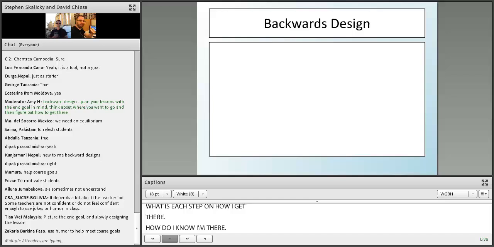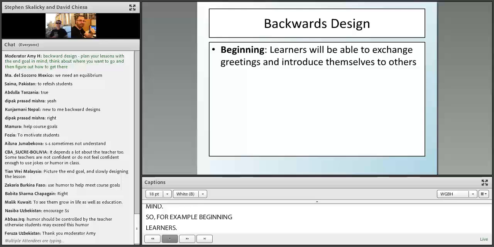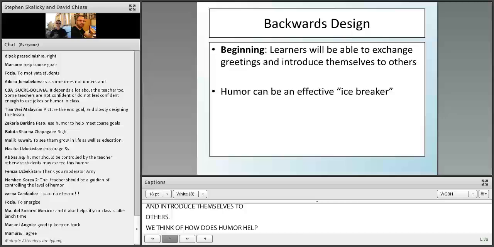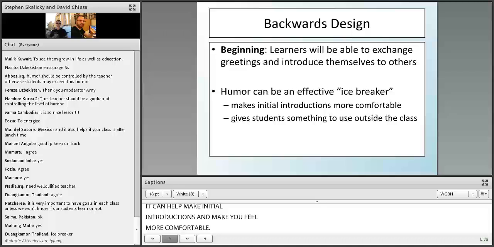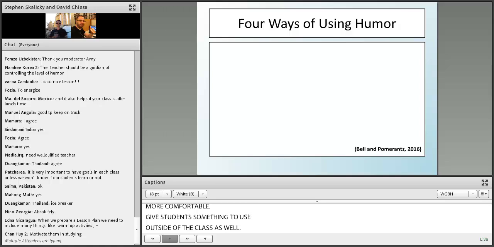And so, for example, beginning learners. If the end goal is learners will be able to exchange greetings and introduce themselves to others, we think of how does humor help with this end goal? Humor can be an effective icebreaker. It can help make initial introductions and make you feel more comfortable. Give students something to use outside the class as well. And so humor helps with the goals of the course. It is not the ultimate destination.